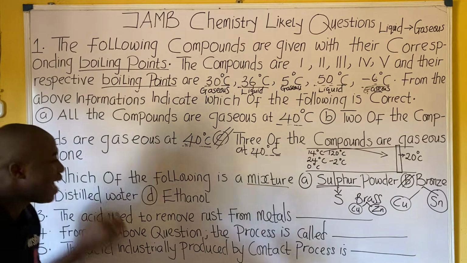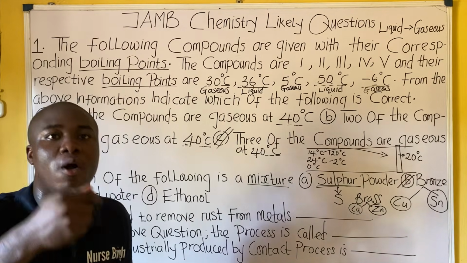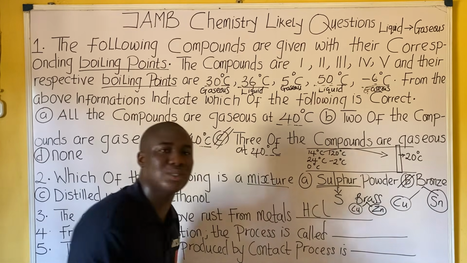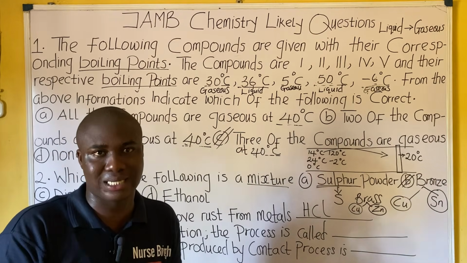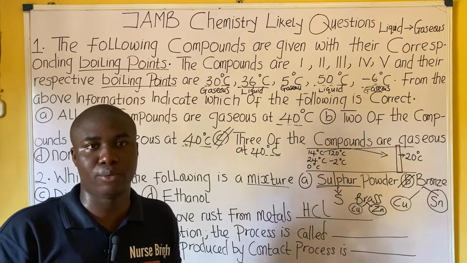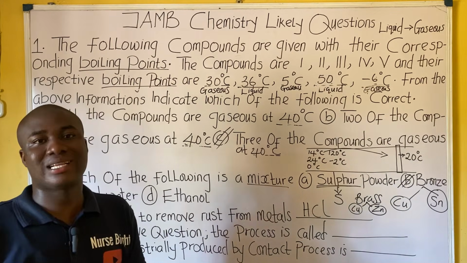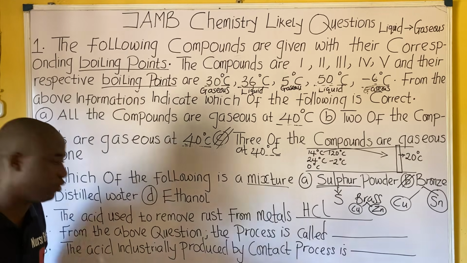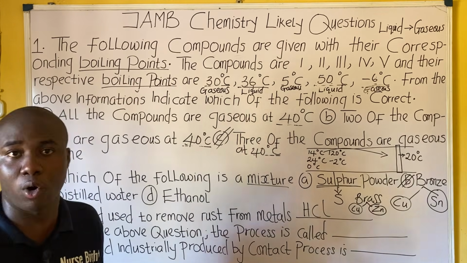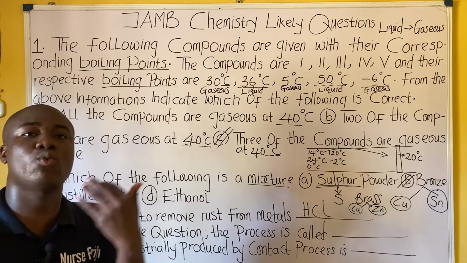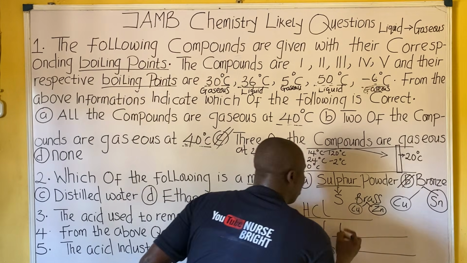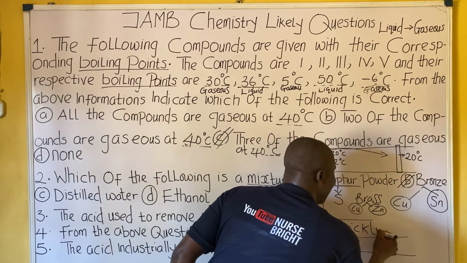It says, the acid used to remove rust from metals. That acid is HCl, pronounced hydrochloric acid. Listen, they are all very simple. Now let's get into the next practice question. Question number 4 says, from the above question, which is question number 3, the process is called what? They're asking, the process whereby an acid is used to remove rust from metals, what is it called?